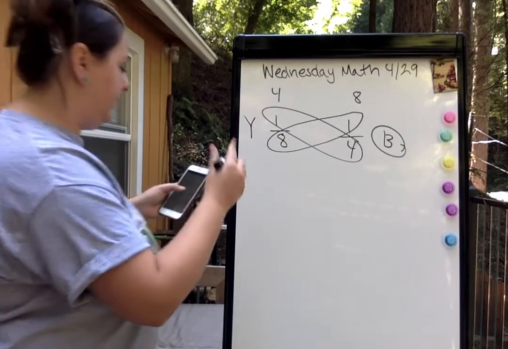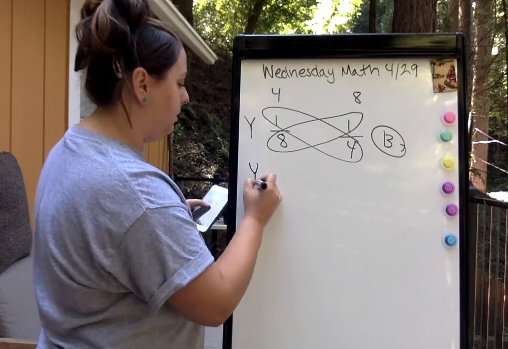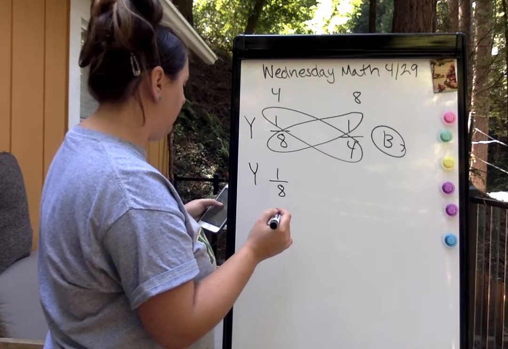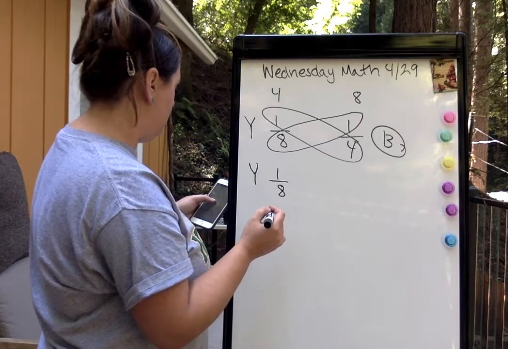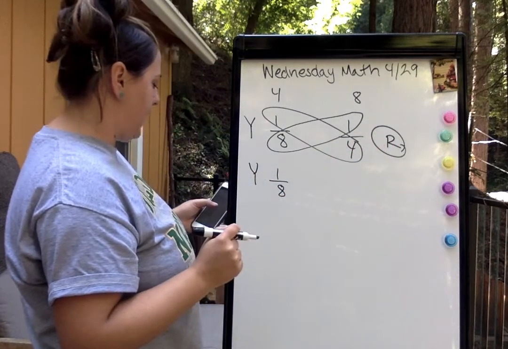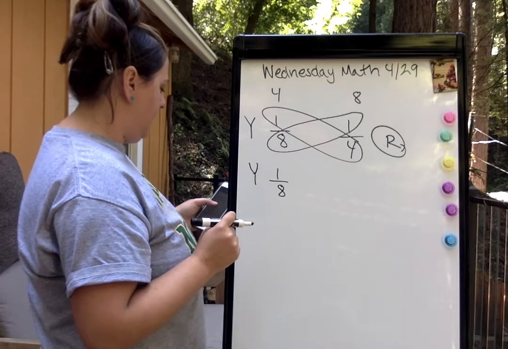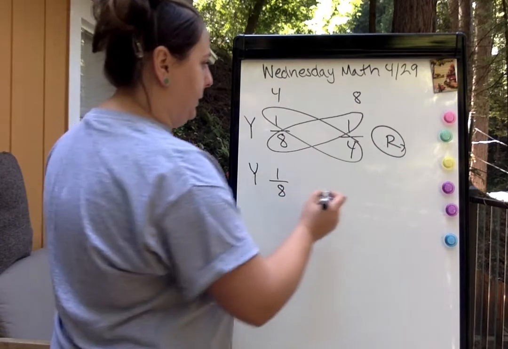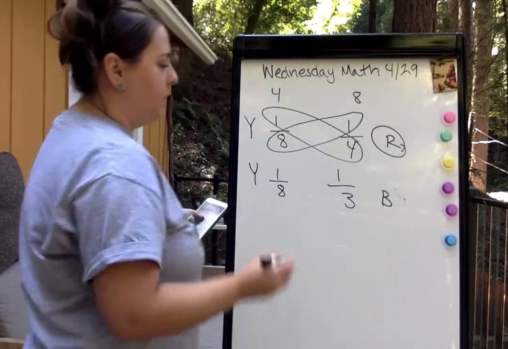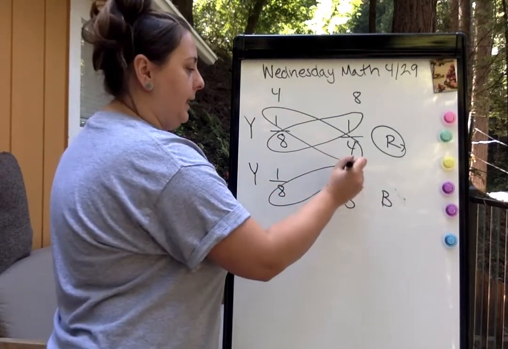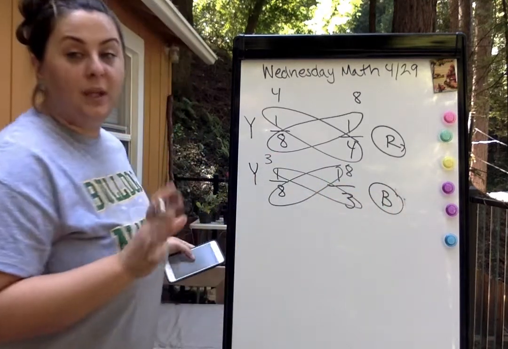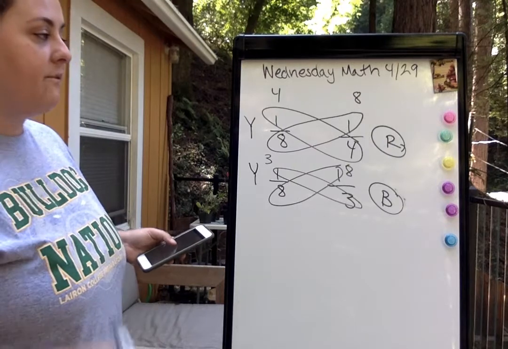Now I want to compare the same yellow, 1/8, against the red. Oh no, sorry, that was red. 1/4 was red, and 1/3 is blue. Okay? So compare them again. 8 times 1 is 8. 3 times 1 is 3. Blue is bigger. So we know that yellow is going to be the smallest fraction.